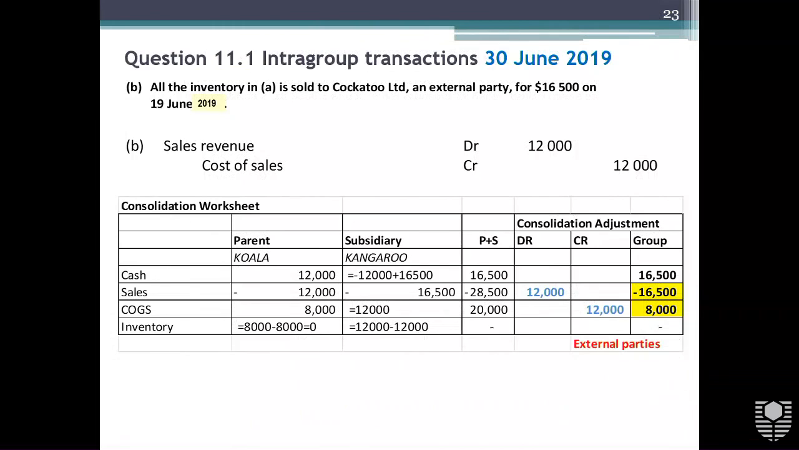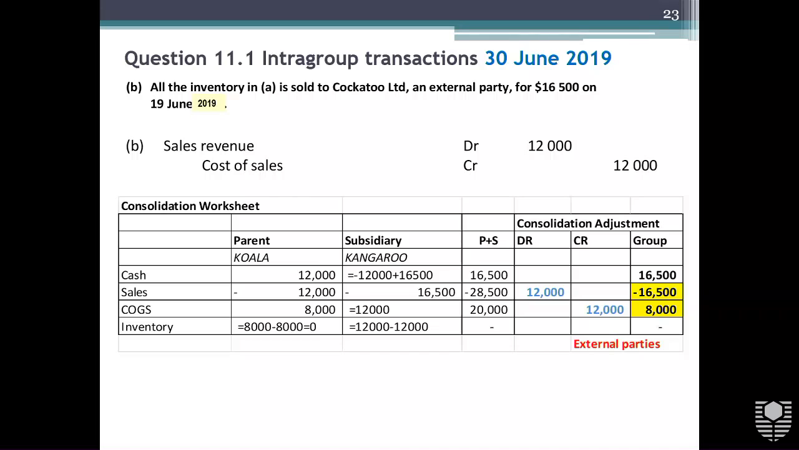All right, so item B over the page. All the inventory in A is sold to Cockatoo, an external party, for $16,500 on the 19th of June. So our transactions in the parent stay exactly the same. Then in our subsidiary, we've got the added transaction to show the increase in the bank account, the increase in the sale, and then the reduction of our inventory and the increase in our cost of goods sold.